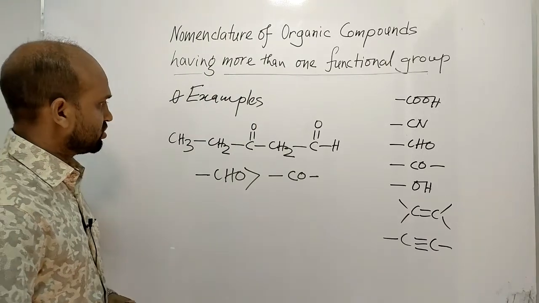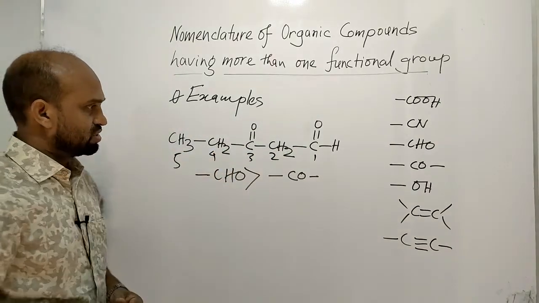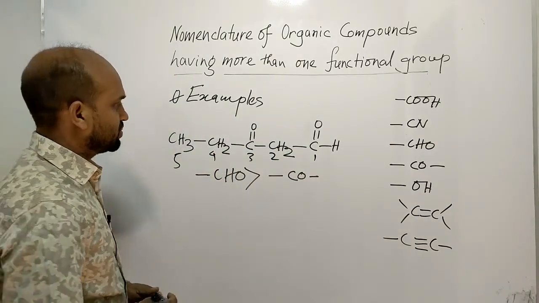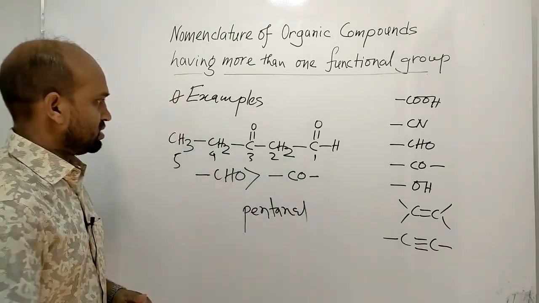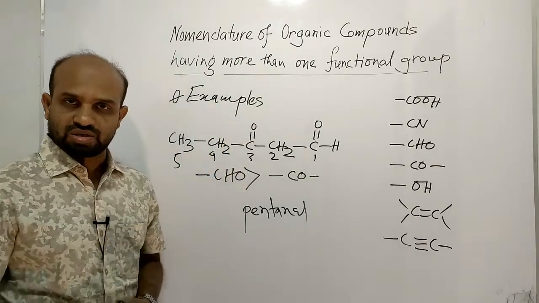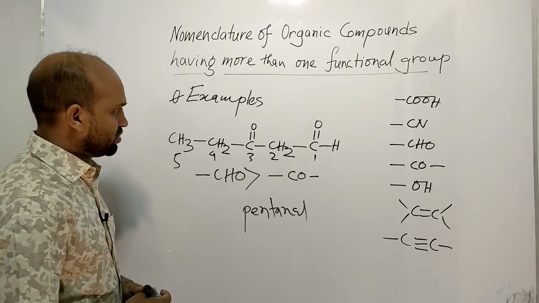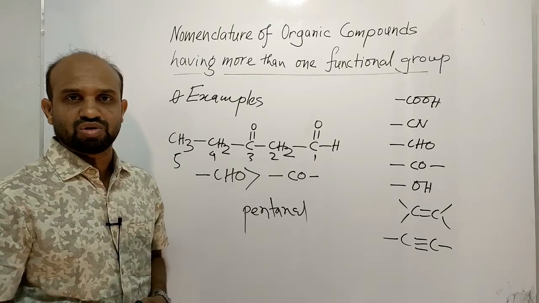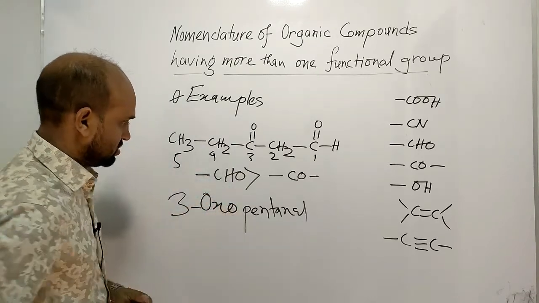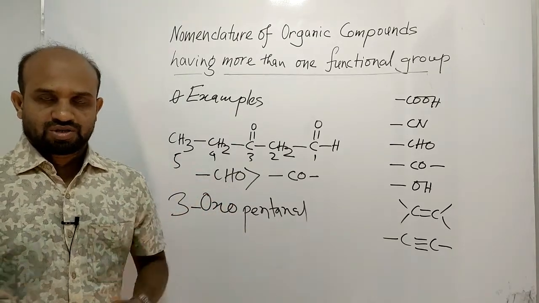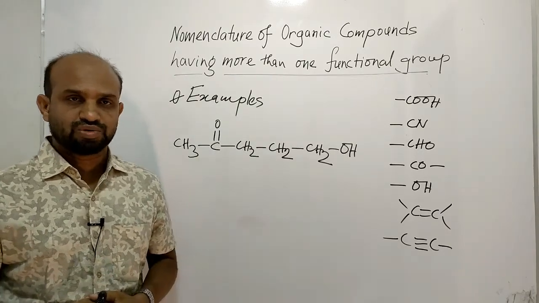Now let's write the name of this compound 1, 2, 3, 4, 5. So its name will be pentanal, and at carbon 3 oxygen atom as substituent. So its name will be 3-oxopentanal. Let's see another example. In this compound there are 2 functional groups.